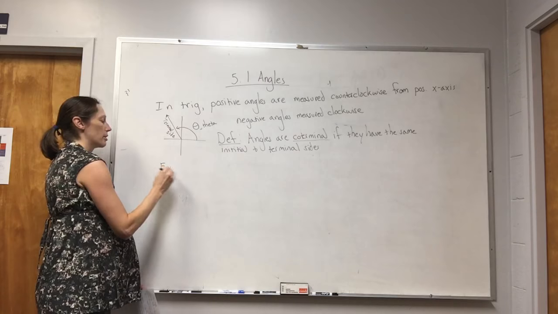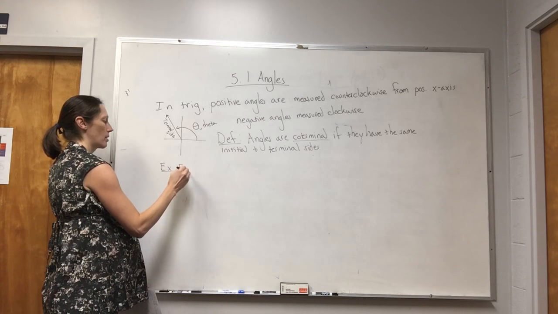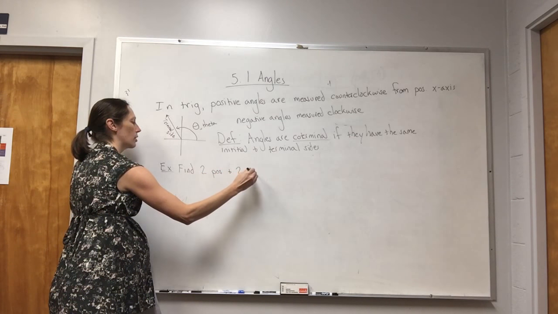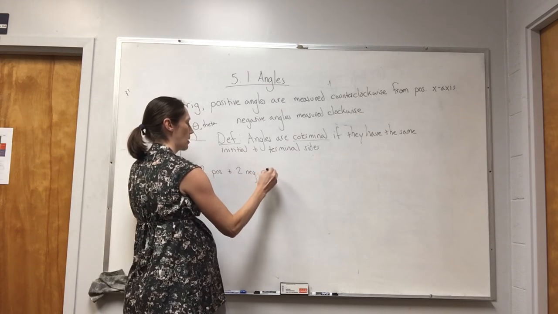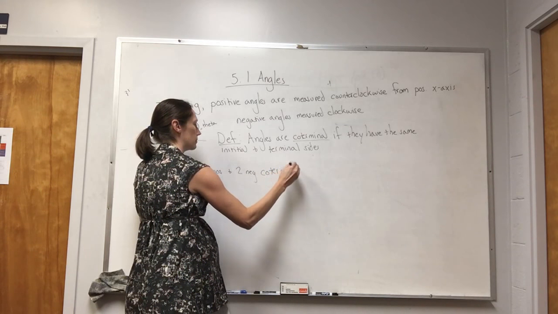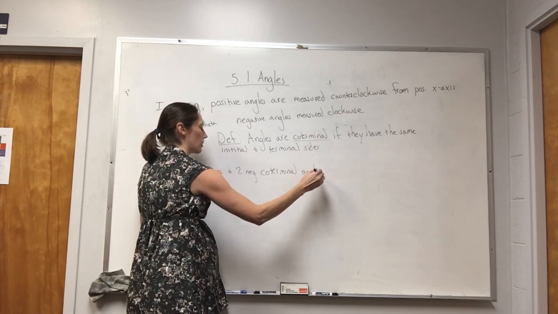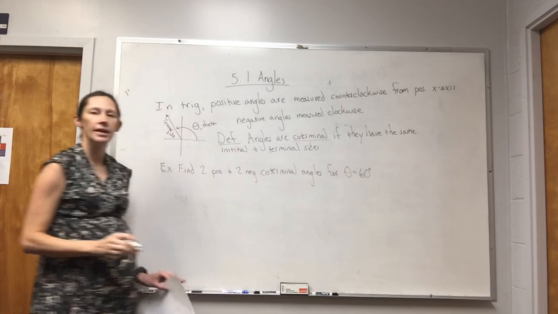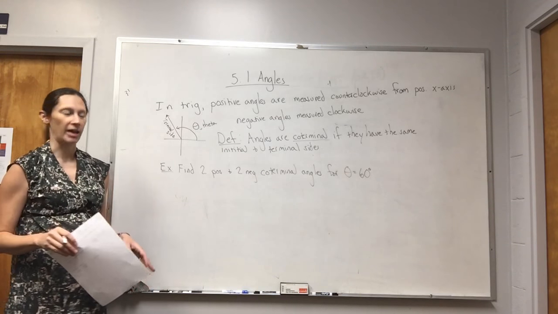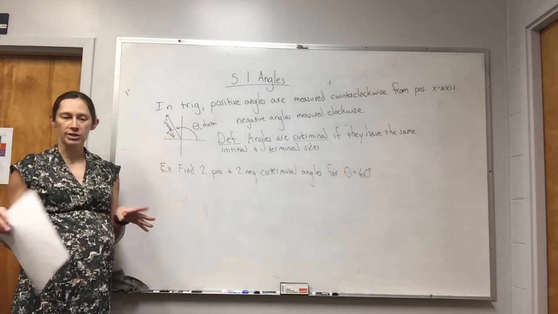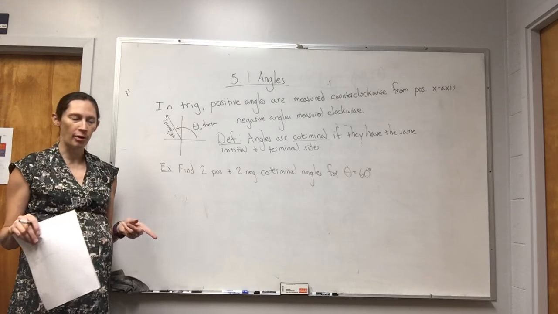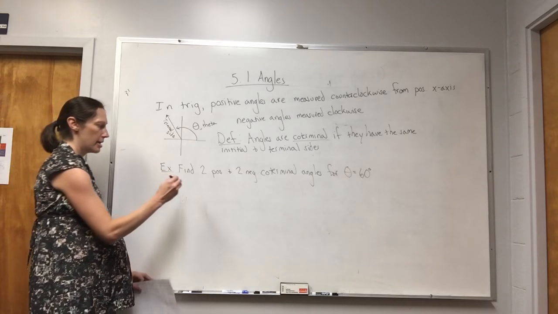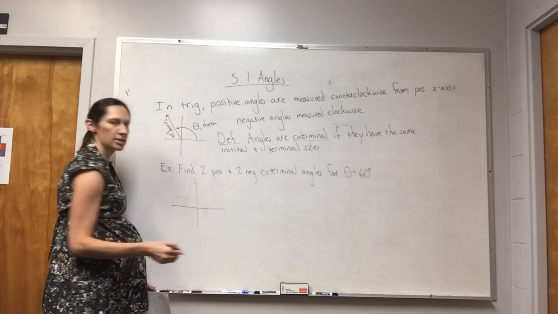So as an example, suppose we want to find two positive and two negative coterminal angles for theta equals 60 degrees. Now this is trigonometry, it's not geometry, so we don't need to go through all the differences, but basically you're not going to need a compass, you're not going to need a protractor, but you do need to have some sort of an idea about where 60 degrees might lie. So I'm not saying you have to measure it perfectly, it's more of a sketch.